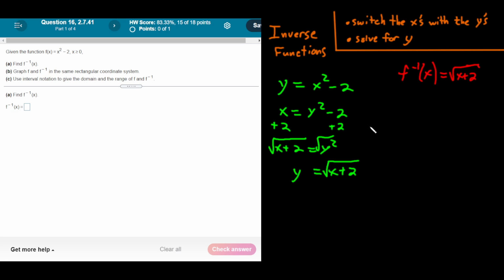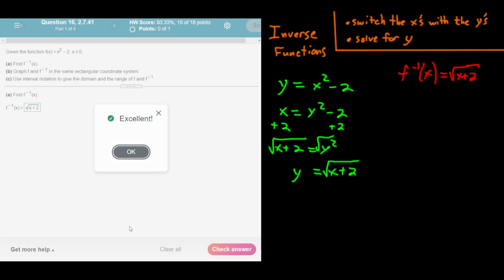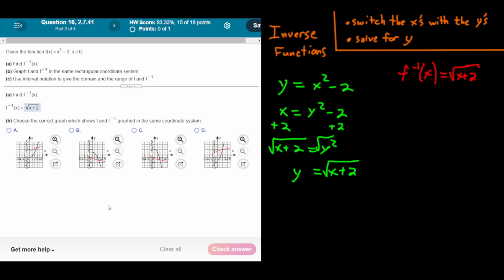And we have a radical. Interesting. Okay, so the original is y equals x squared minus 2. The inverse is the square root of x plus 2. So let's go ahead and type that in first. So x plus 2. Excellent. Now, how do we graph this thing?